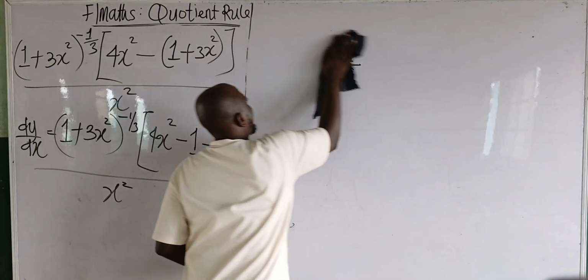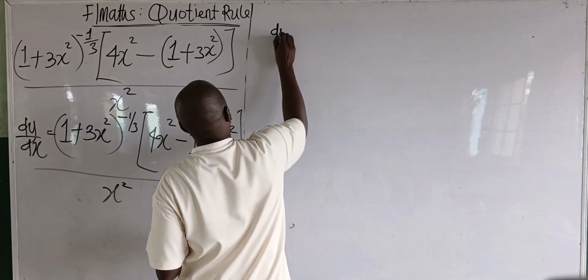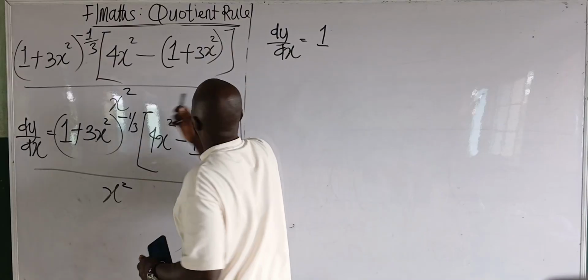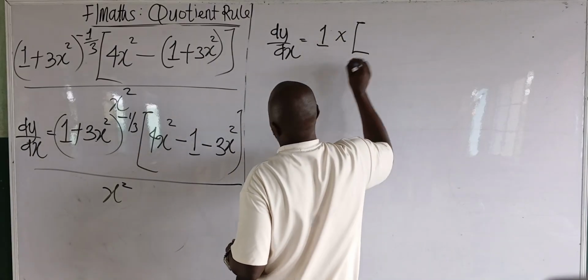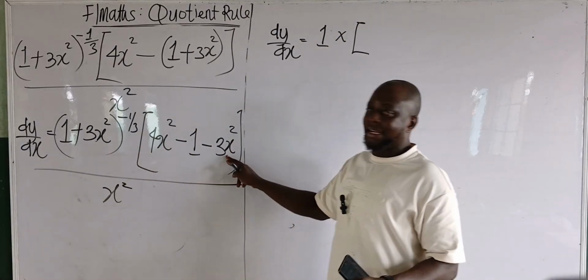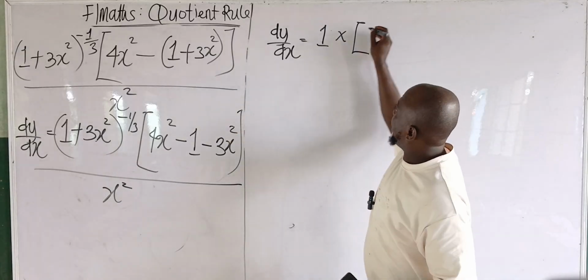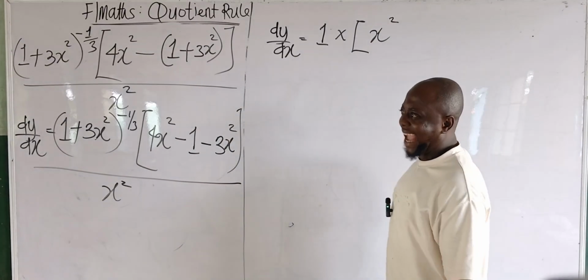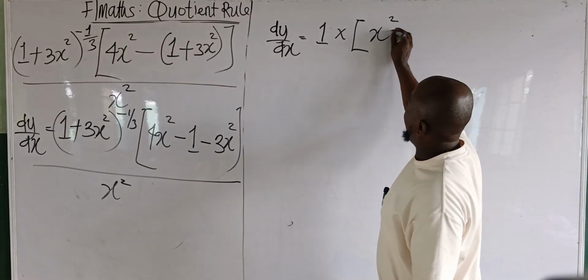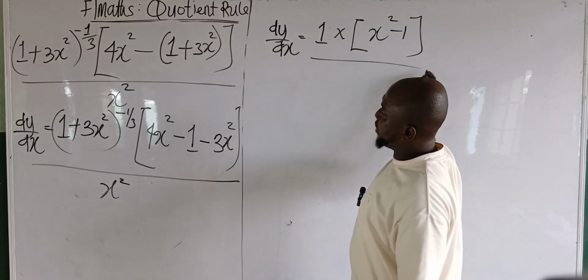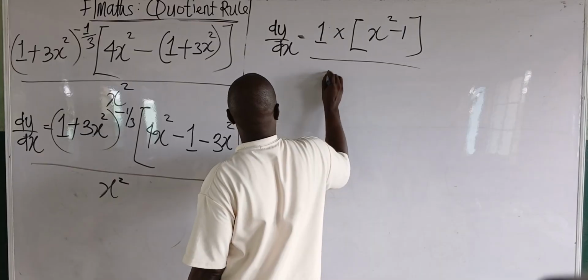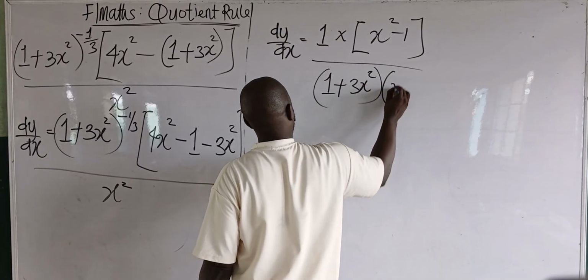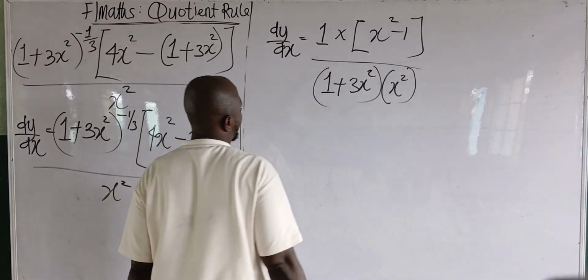So first, I will now have that my dy over my dx here will give me 1 because I want to deal with this one. 1 times everything in this bracket. Now, watch this. This 4 and this one, they're having the same square. So that will give us x squared. That is, this minus this is 1x squared. You see the same thing as x squared. So minus 1 here. So all of this one drops down. When we do that, we're having 1 plus 3x squared, and then x squared here. This is what I'm having here.